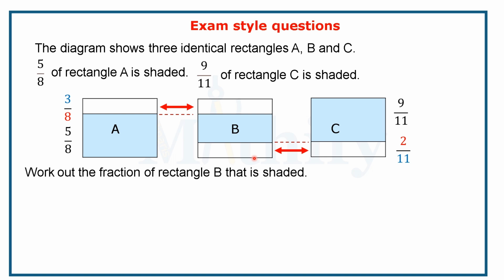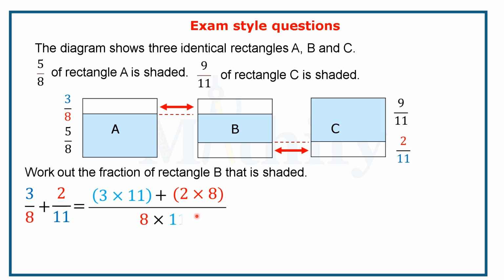So how are we going to do this? What we need to do is 3 out of 8 plus 2 out of 11. The whole purpose is to make sure that the denominators are the same. So we need to multiply the denominators together, which will be 88. The best trick will be to do cross multiplication. 3 times 11 plus 8 times 2 over 8 times 11.